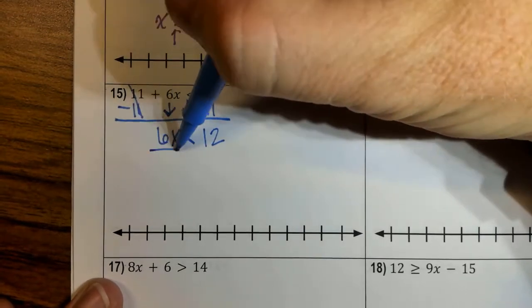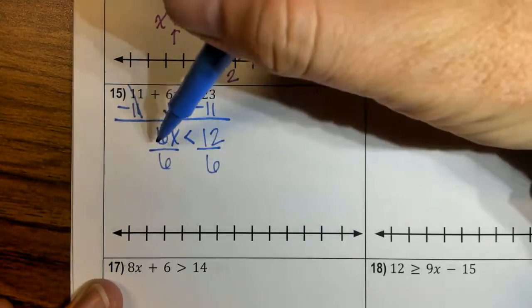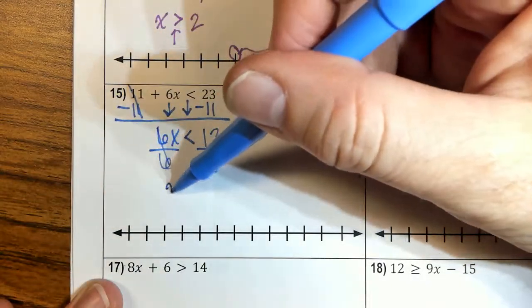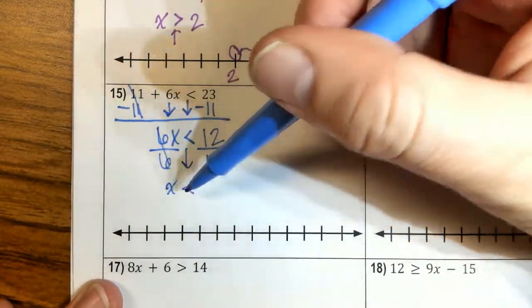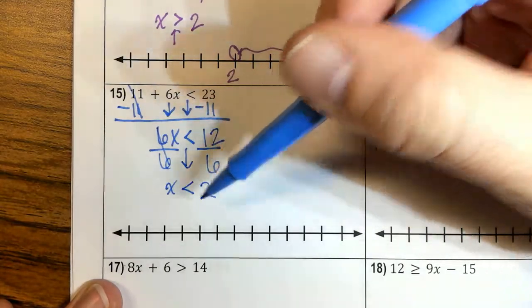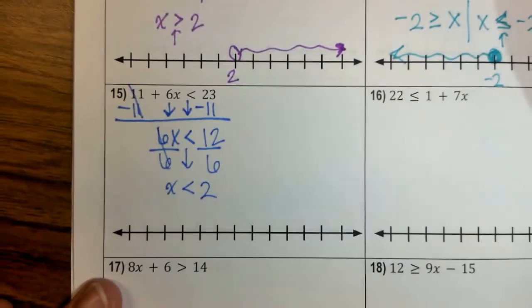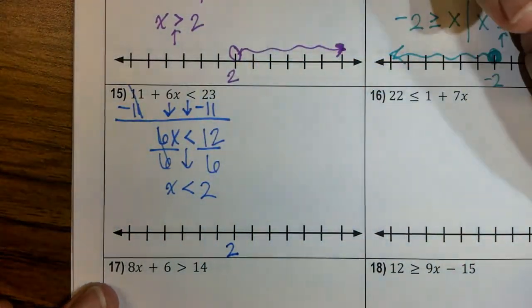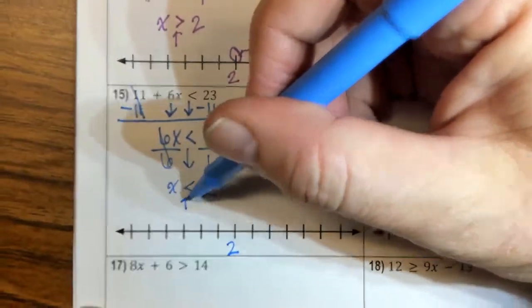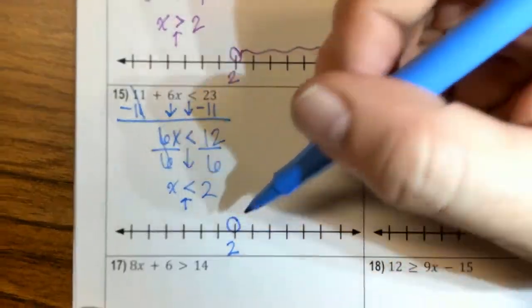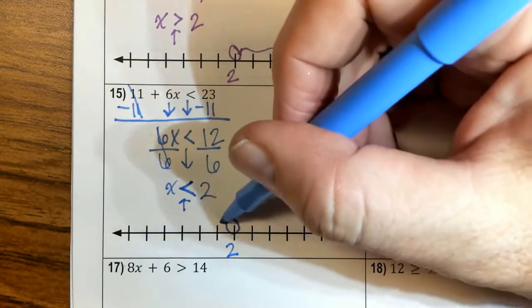And my last step is divide. So I have x, bring down less than, 12 divided by 6 is 2. Okay, so then I can write a 2 somewhere on there. My symbol is not underlined, so open circle, and less than is to the left.